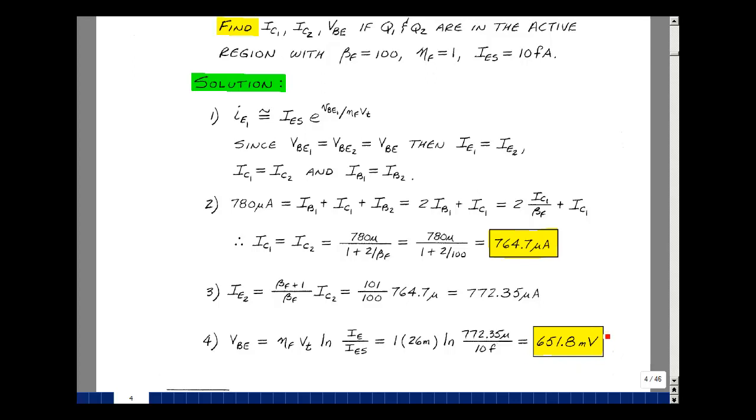And we'll see for integrated circuits that the base emitter voltages are more in the neighborhood of 0.6 volts than 0.7 because the transistors are a lot smaller. And this is supplemental problem 3.3.